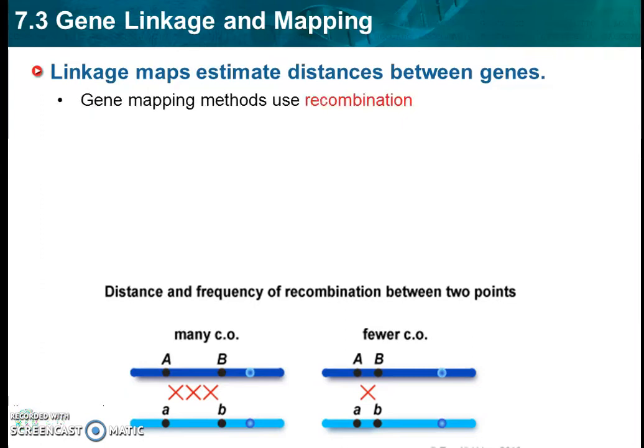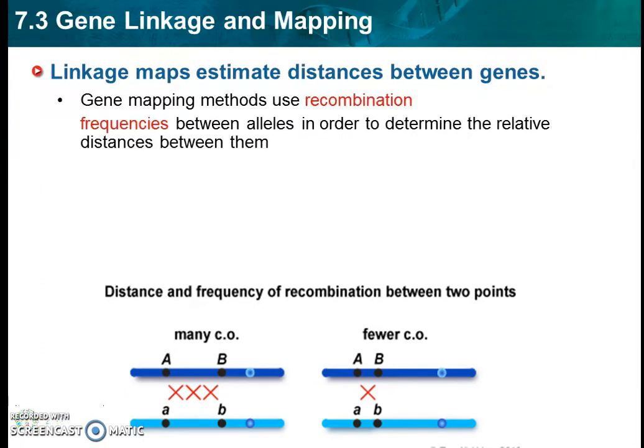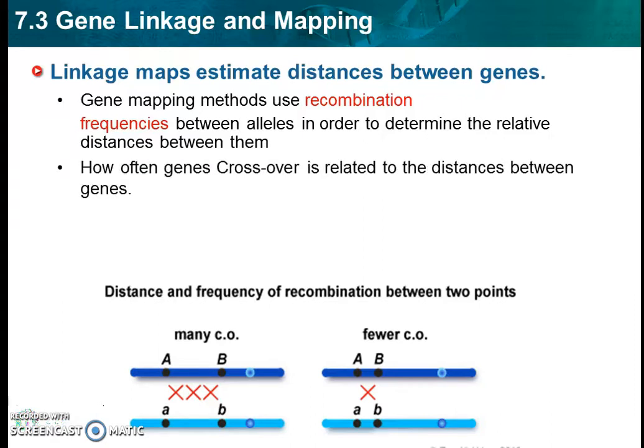We do that by creating a gene map, and this is going to use something called recombination frequencies. So how often do these genes recombine on different chromosomes in order to give us the traits that we see? Depending on how often these genes recombine is going to tell us how close to or how far away from each other the genes are on the chromosomes.